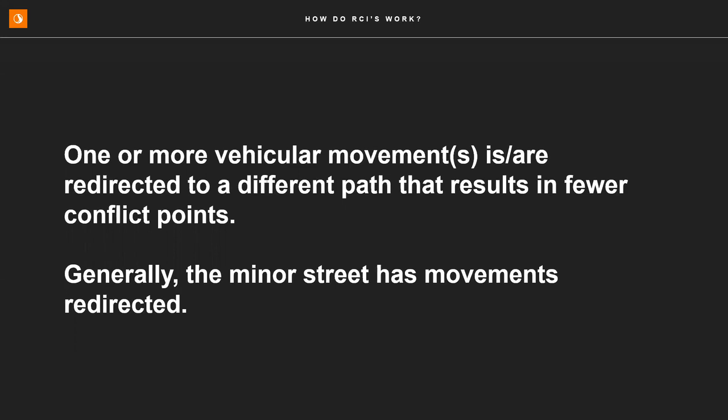So indirect lefts, or RCI, excuse me, one or more vehicular movements is or are redirected to a different path that results in fewer conflict points. Generally, it's the minor street that has movements redirected. Fairly straightforward, right?